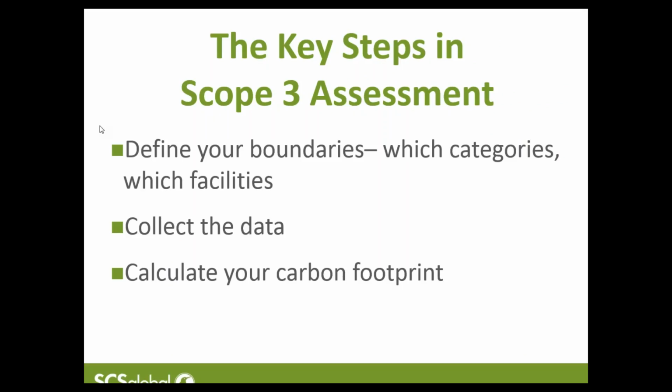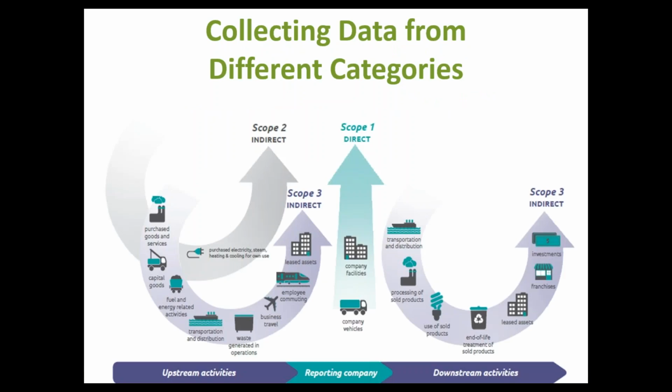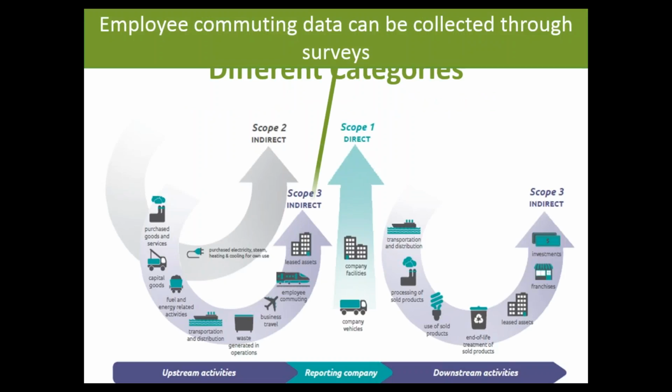So yes, these are the key steps in the Scope 3 assessments. Now, that was just at the highest level about Scope 3 for all categories. I'll now talk at a very high level about collecting data from the different Scope 3 categories and then dive in depth into the purchased goods and services category. And then I'll talk about the different data types and credibility issues that you may find with them.